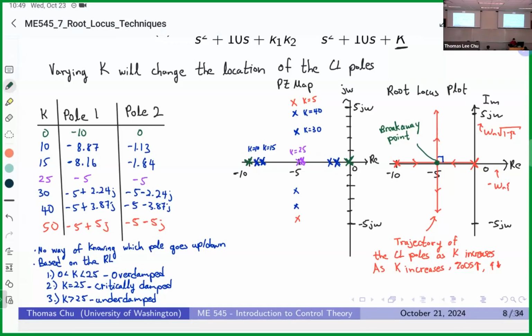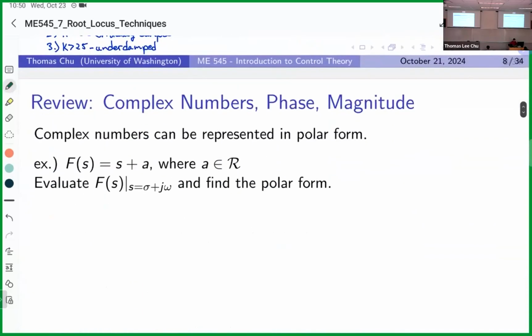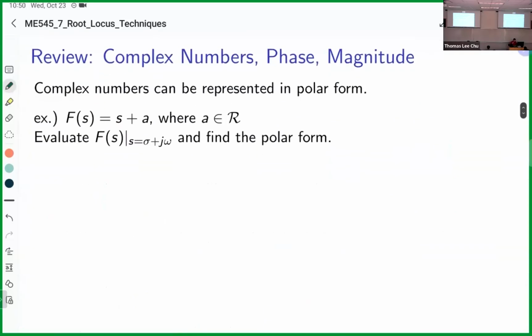All right. So in order to draw this, we're going to just review a little bit. You might know this already from 564, but we're just going to review a little bit about complex numbers, phase, and magnitude.